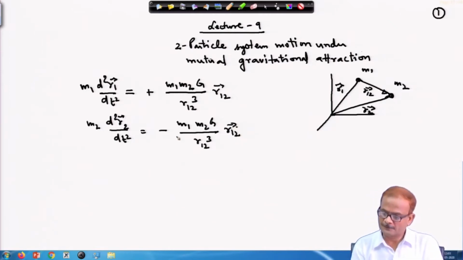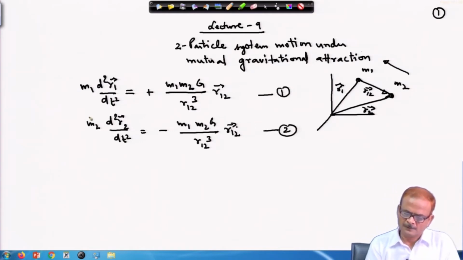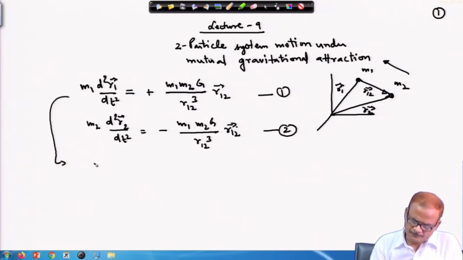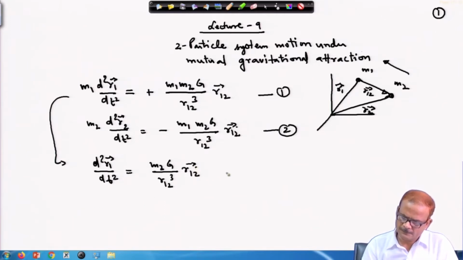Because here on particle 2 the force is acting in this direction, which is opposite of r12, therefore the minus sign. This can be rewritten as d squared r1 by dt squared, where m1 we will eliminate because we are trying to look into the relative motion. So this is m2 G divided by r12 whole cube times r12.